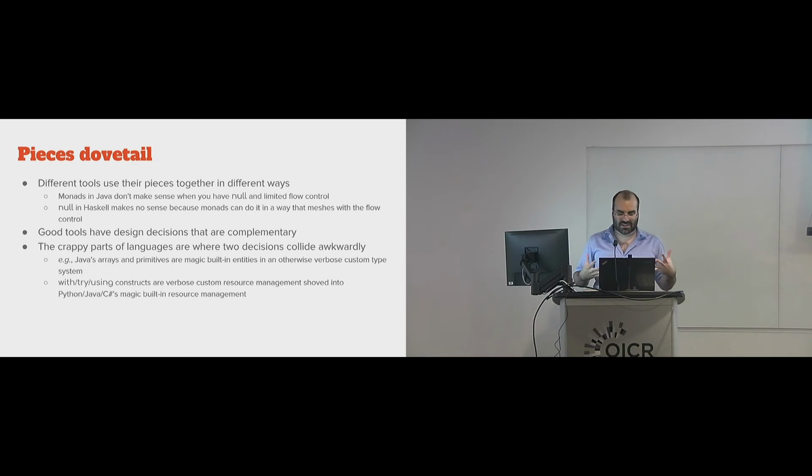So good tools have decisions that are complementary, where the decision you make in one part meshes nicely with the decisions you've made in another part, and they support each other. The crappy parts of languages are where your two decisions fight each other. So like Java's arrays and primitives are like weird built-in little magic type entities in an otherwise custom and verbose type system. Like, why? Why would you have these things? They don't fit. The try-with-resources construct is trying to put a very weird kind of resource management into a system that was built to not have to do resource management. That's why they're always awkward.